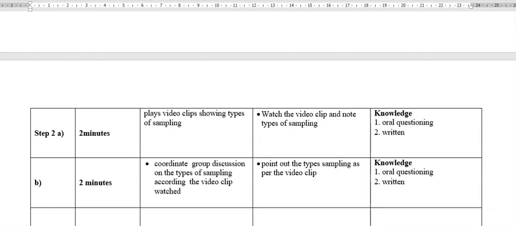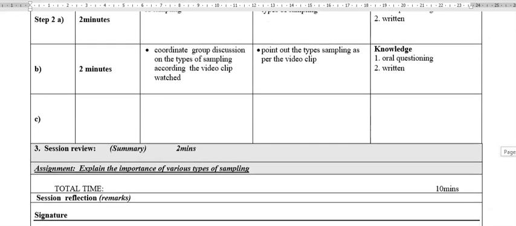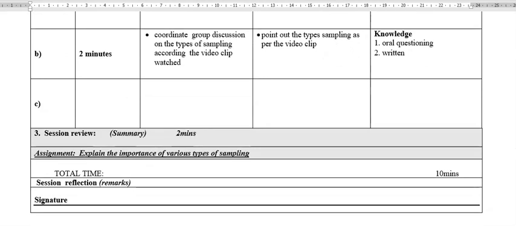So that's what we have looked at today about sampling. For your assignment, go and explain the importance of the various types of sampling. Do that assignment and we meet in the next lesson.